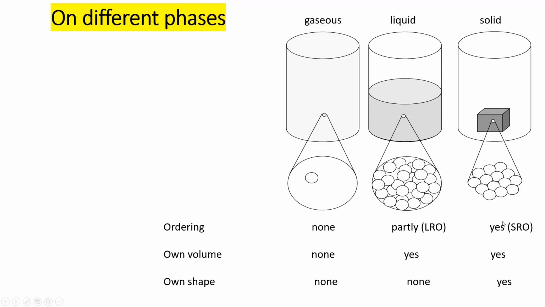Also, the crystals have their own volume and also they have their own shape. So for example, if I have a cubic crystal, then even if I put this cubic crystal into a cylindrical container, the solid cubic crystal will not become cylindrical and it doesn't care about the shape or the volume of this container at all. This is because it has its own volume and own shape.